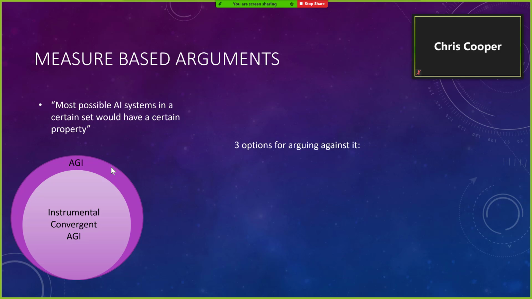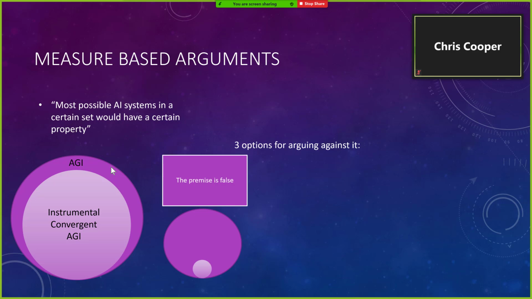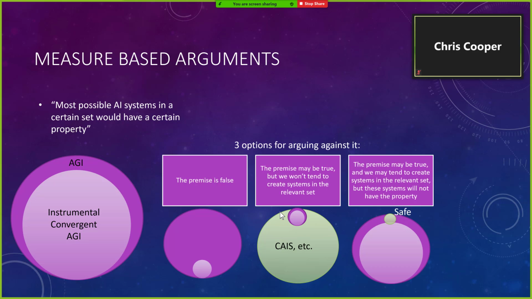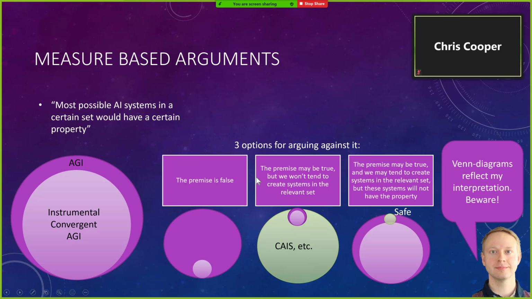And in order to argue against this, Ben Garfinkel outlines 3 strategies. The first is to say that the premise is false, that in fact most AGIs are not instrumentally convergent. The second is that the premise might be true, but we won't build AIs within this system. We'll build from a larger system like comprehensive AI services or something like that. Another option for arguing against a measure-based argument is that, okay, we might be in this situation, but there is indeed another process that pushes us towards this. For instance, AI safety could be an example of a process that pushes us towards building an AGI that is indeed not instrumentally convergent. These Venn diagrams here are my interpretation of the slides. They're not from Ben Garfinkel, so it is in this point in particular quite possible that I've misunderstood him.